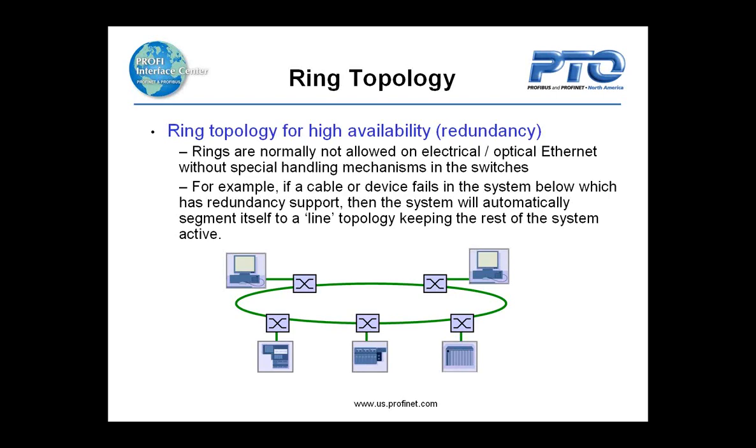And then in that case, if you had a device, let's say down here working, and it failed, then the redundant ring would figure that out and make it go the other direction to send the data still to the device. And it would keep the rest of the system active if there was maybe a problem, a cable cut here or one of the switches went out.